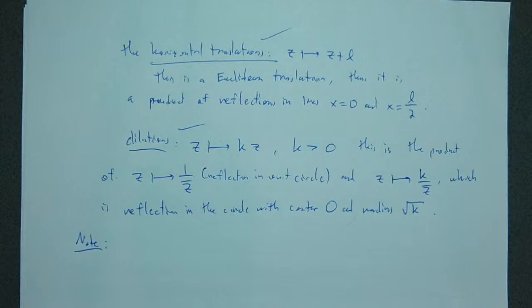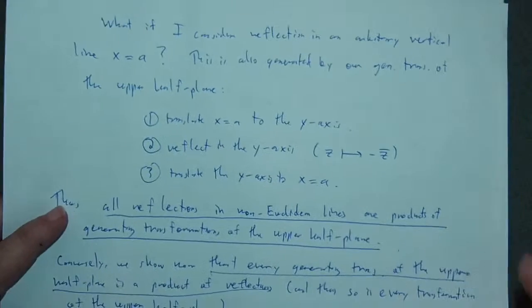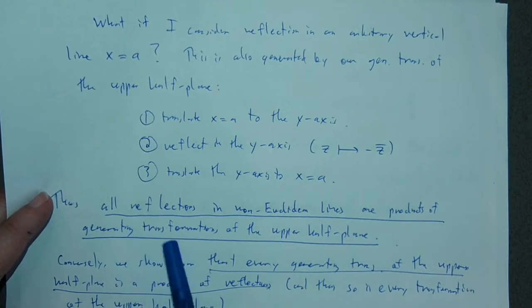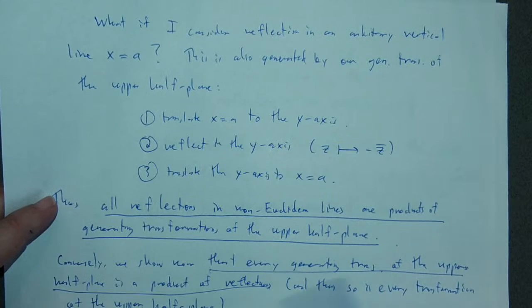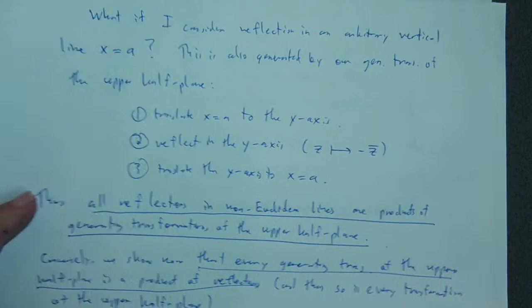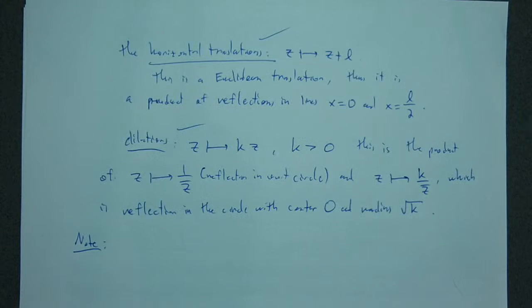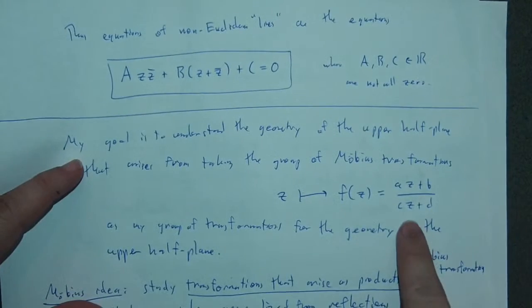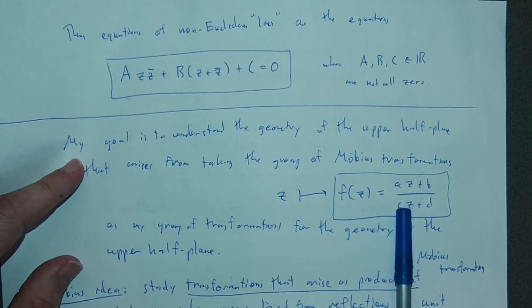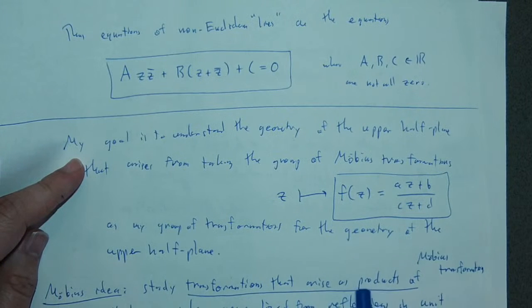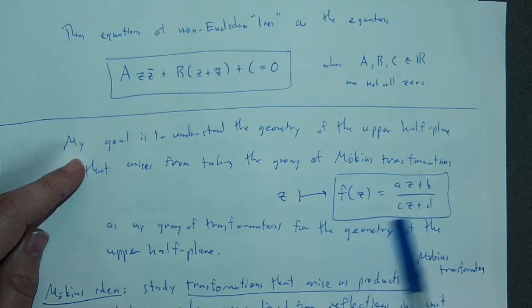So first of all, let me say what it is that we've actually shown again. So first, we showed that all reflections in non-Euclidean lines are products of generating transformations of the upper half plane. And conversely, every generating transformation in the upper half plane is a product of reflections. And thus, so is every transformation in the upper half plane. Remember that we wrote our transformation of the upper half plane in this form that I had written previously. Okay. And so what this says is that what are these? These are exactly products of reflections in general.